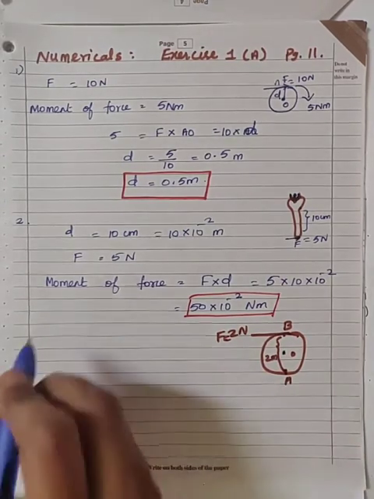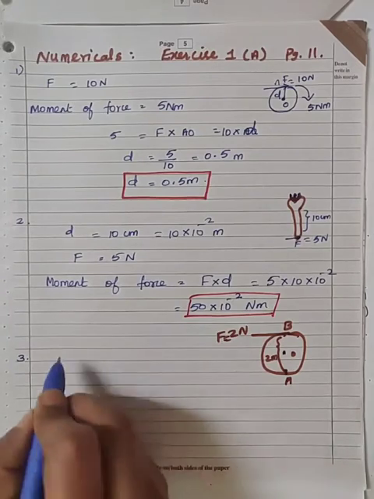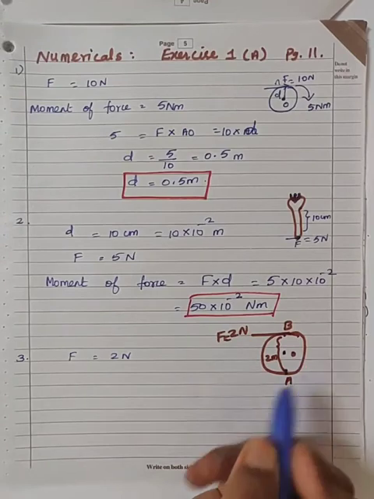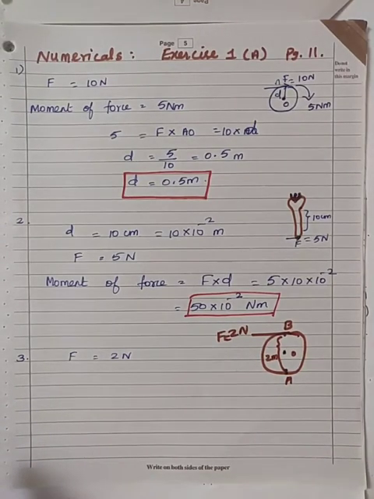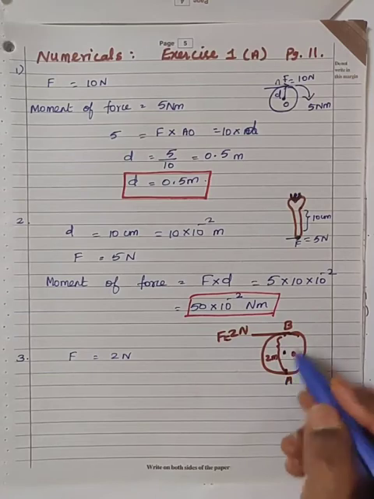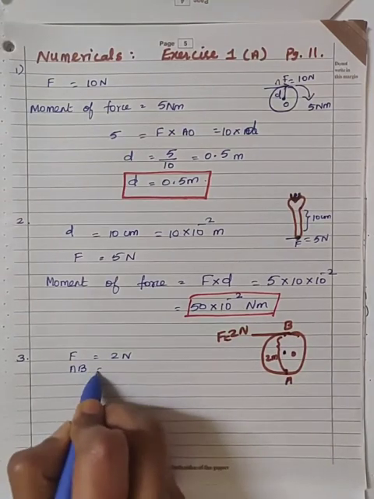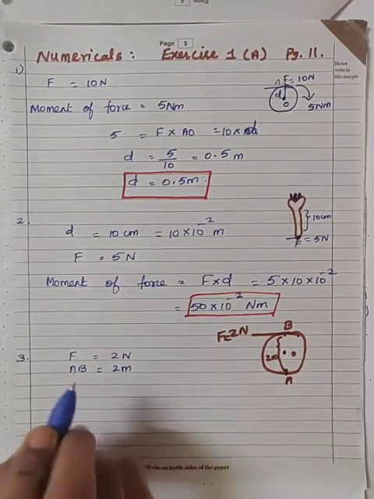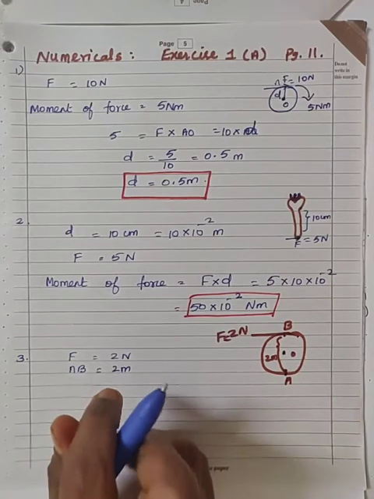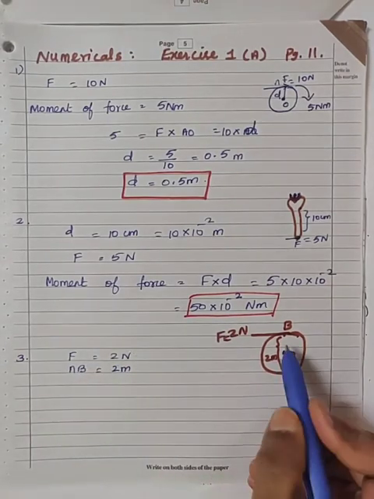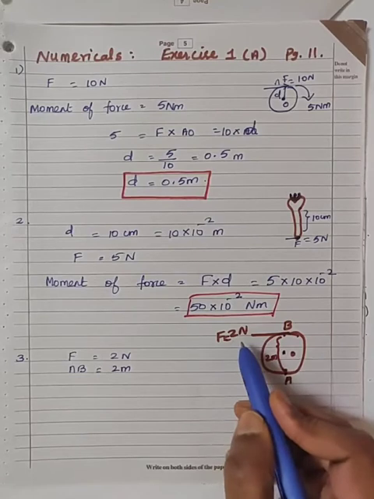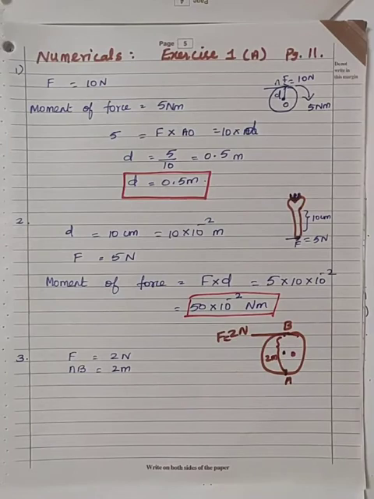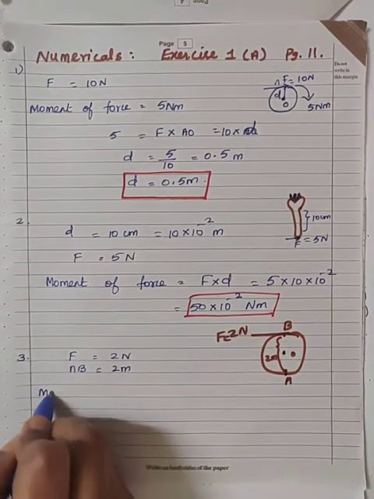Now here we can write the magnitude of the force F is given as 2 Newton, which is acting at the point B. And the diameter is given. So I can write AB is equal to, AB represents the diameter of this wheel. So the diameter of the wheel is given as 2 meter. You are asked to calculate the moment of force about the center O. The moment of force due to the force 2 Newton acting at the point B about O you are asked to calculate.